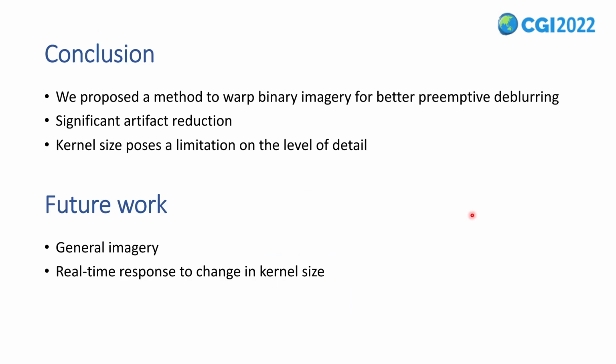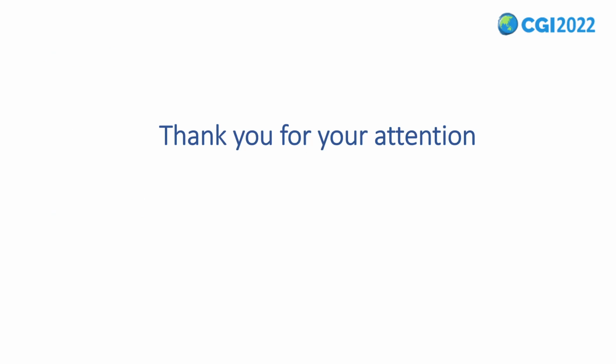So to conclude, we proposed a method to warp binary imagery for better preemptive deblurring. It does significantly reduce artifact levels, but the kernel size poses a limitation on the level of detail. For future work, we will work on general imagery other than just text, and also we will work on real-time response to changes in kernel size. That's the end of our talk.